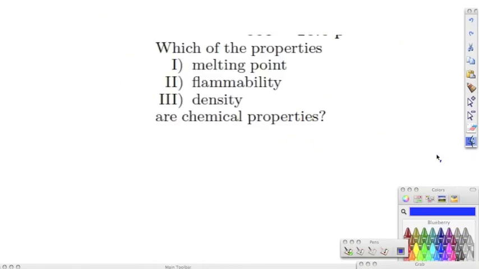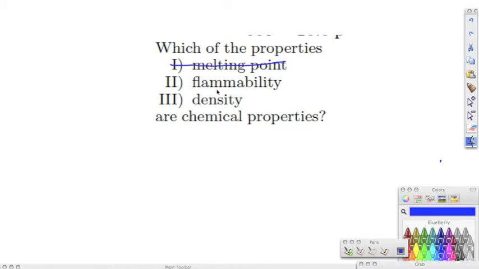All right, guys, working out the next one. It says which of the properties, melting point, flammability, and density, are chemical properties. Remember that chemical properties, when we measure them, change what that substance is. And we can't record or test them without changing it. When we look at the melting point of ice, we see that when ice melts, it's still water. It hasn't changed, so this is not a chemical property.